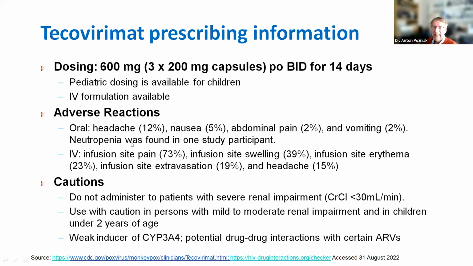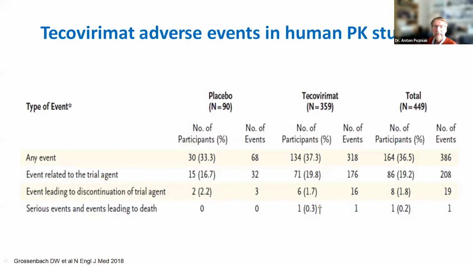You can get some adverse reactions. It's mainly headache or GI, and you have to be careful in renal impairment. It is a weak inducer of cytochrome 3A4, and it's really only rilpivirine that you have a problem with. Here are some of the adverse events. If you look at placebo versus tecovirimat, and you look at the percentages here, all the percentages are similar to placebo. So it's a relatively safe drug as far as we know.